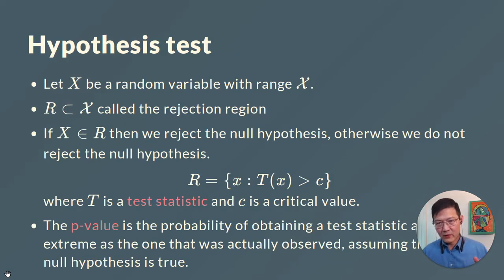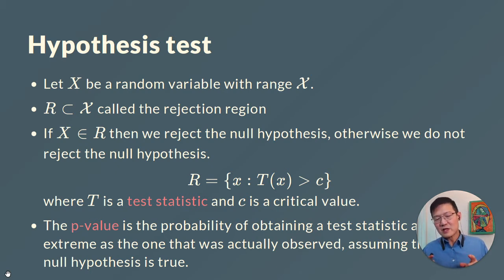For defining a hypothesis test, we need to define a random variable x, and this random variable has a certain range, curly X, and usually on the right side of this, we call it another range, R, called the rejection region. If the object that we measure, x, is in this rejection region, then we reject the null hypothesis. Otherwise, we don't reject the null hypothesis.